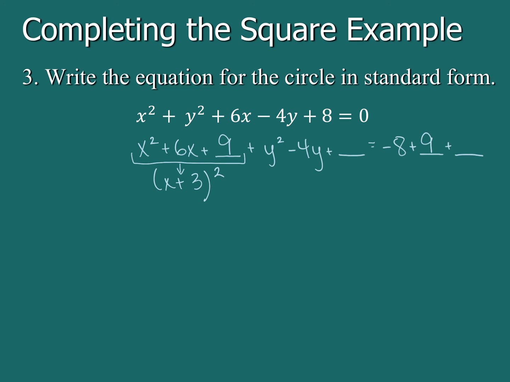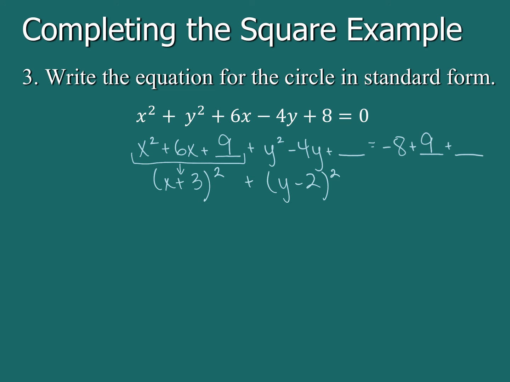If I were to expand this out, I would get x squared plus 6x plus 9. And I'm allowed to do that because although I added 9 to this side of the equation, I did the same thing on the right-hand side of the equation. I'll now do the exact same thing with the y's. So I take half of my b term, which is negative 4 divided by 2, negative 2. So I now know that going inside the parentheses will be y minus 2, and that's going to end up being squared. There's my perfect square binomial.